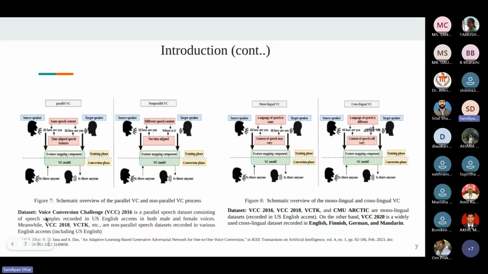Now there are publicly available datasets, mostly obtained from the voice conversion challenges. The first voice conversion challenge took place in 2016, from where we can get the parallel speech data. Then we have the VCC 2018 and VCTK data, which are non-parallel. However, based on the selection of the speakers, we can also make it a parallel setting. Similarly, for cross-lingual VC, we have the VCC 2020 dataset. The number 2020 is basically the year when the voice conversion challenge took place. VCC 2020 includes English, Finnish, German, and Mandarin.